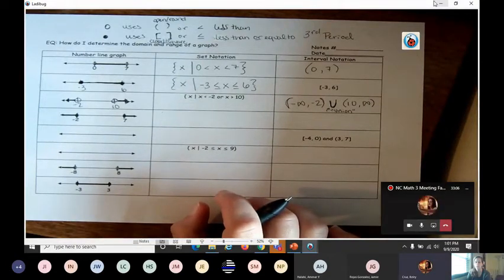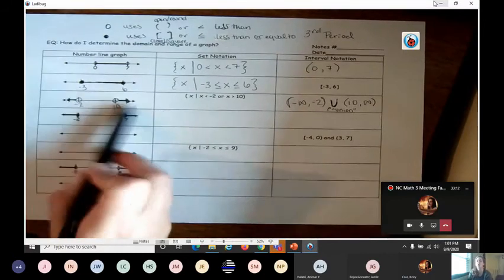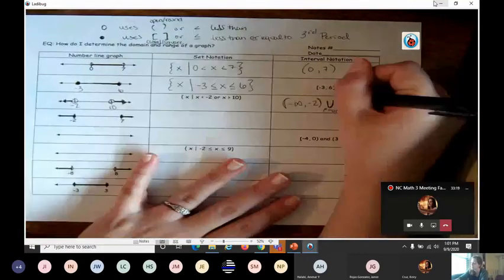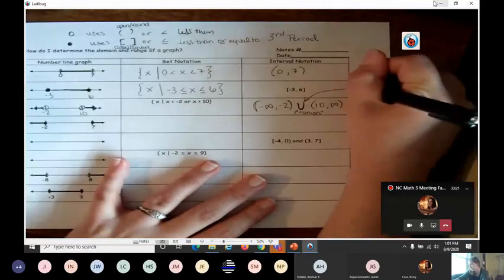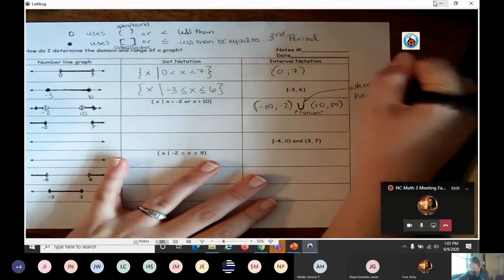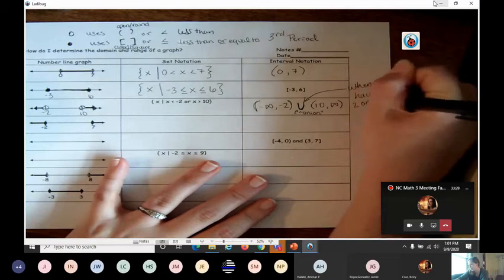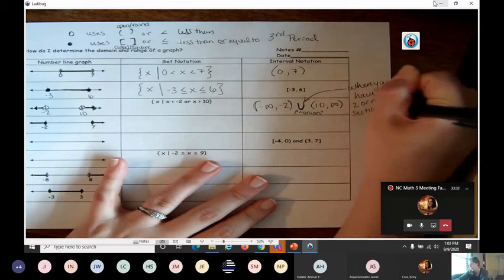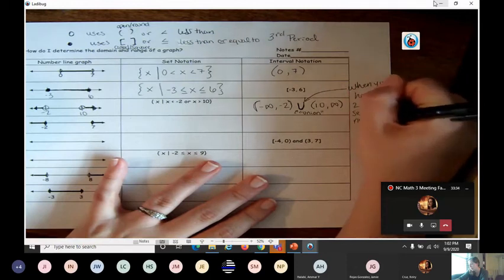So the union would be like if the line is not connected. Exactly, yes. When you have two or more separate pieces. Perfect. I'm going to write that down because that was really good. So when you have two or more sections on your number line. Perfect.